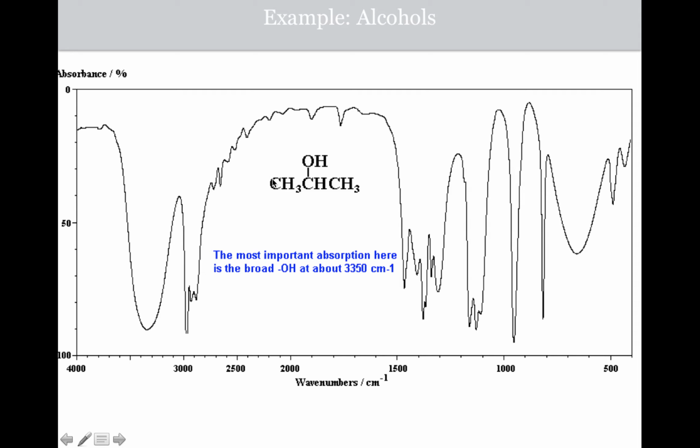In this example, isopropanol shows an absorption for OH around 3350 wave number. Also, it shows carbon-hydrogen stretching around 2900, like below 3000. And it shows one more, carbon-oxygen stretching around 1200s. As you see from here, I only label 3 bonds around all of these peaks.